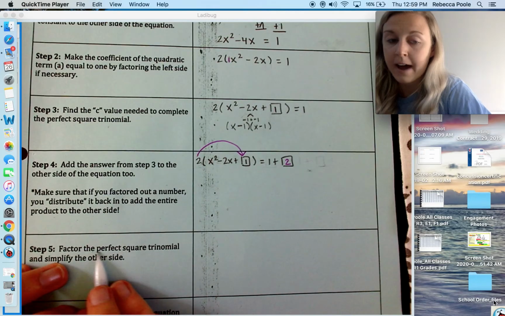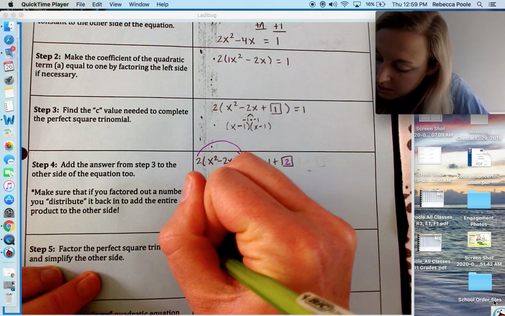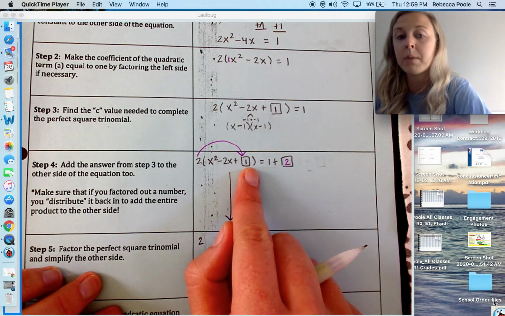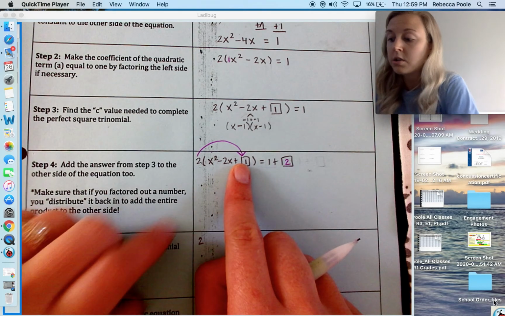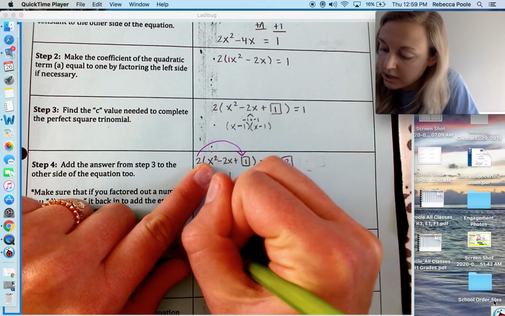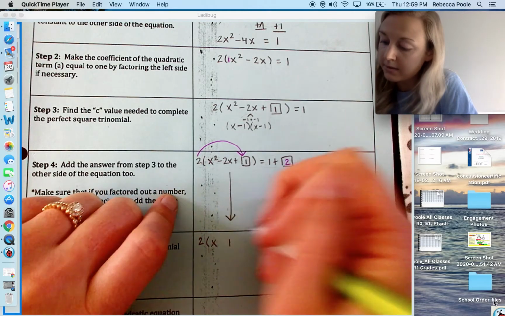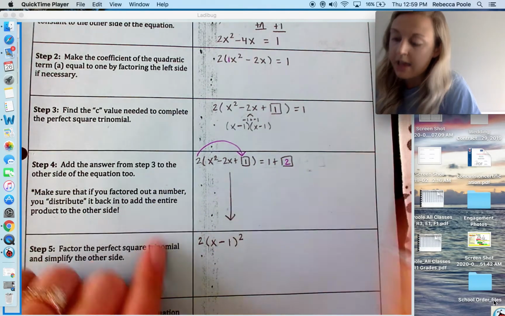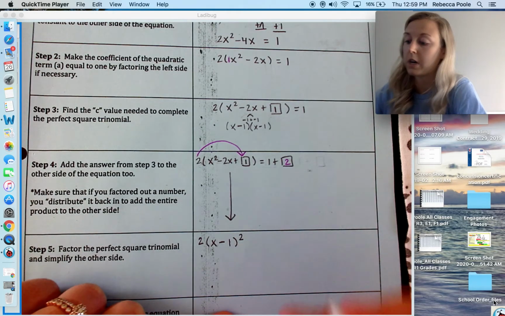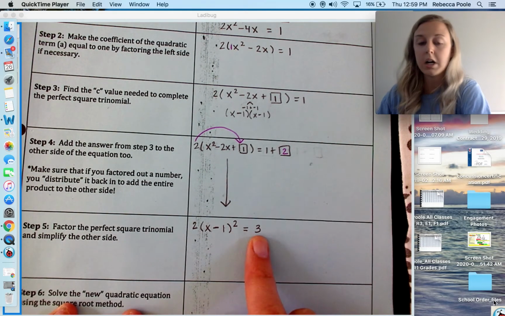So step 5 says factor the perfect square trinomial and simplify the other side. So on this side, we want to factor x squared minus 2x plus 1. Remember, we just made it a perfect square trinomial. So that means the first and last term are perfect squares. So the square root of x squared is x. The square root of 1 is 1. We want it to be negative, so this is going to be a negative 1. And that's how you factor a perfect square trinomial. We have done that in person before. If you need help with it, please feel free to video chat me or Google Voice me. 1 plus 2 is 3.